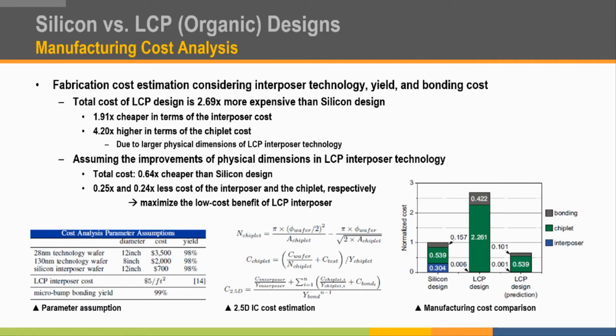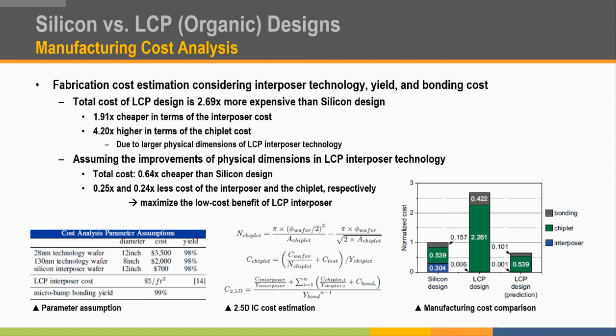In this slide, we perform the cost analysis on two 2.5D designs. The total cost of a 2.5D design can be divided into interposer, chiplet, and bonding cost for simplicity. We estimate the overall manufacturing cost using parameters in the left table. From our estimation, the total cost of the LCP design is 2.69 times higher than the silicon design as shown in the right figure. Even though the interposer cost was 1.91 times less, the chiplet cost was 4.2 times higher because of the larger area of chiplets in the LCP design.